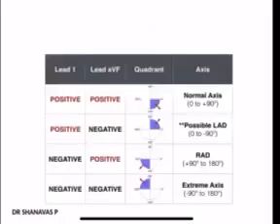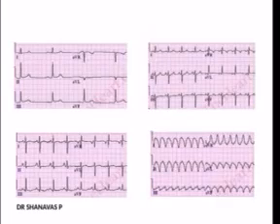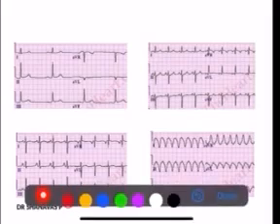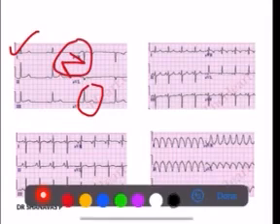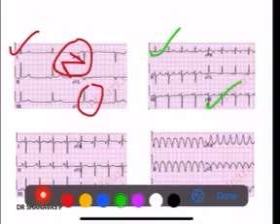This diagram explains the same thing. By looking into this, it will be very clear. Now we will be discussing some real examples. Here lead 1 is positive and lead aVF is positive, so what is the axis? Normal. Here lead 1 is positive and lead aVF is negative, so what is the axis? It is left axis.